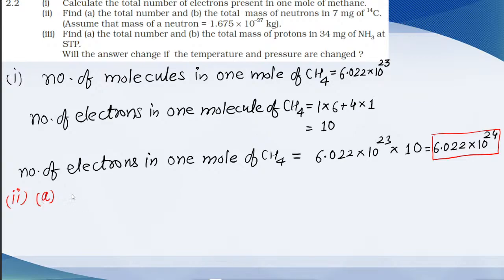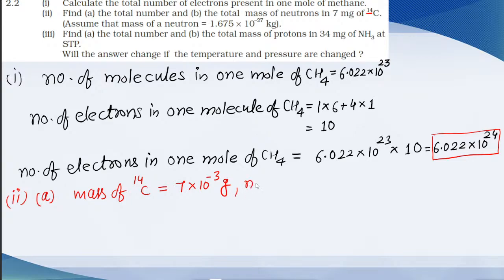So see, first you write the mass of C14, that is 7 milligram, just convert into gram. Milligram means 10 raised to power minus 3 gram. 7 milligram is 7 into 10 raised to power minus 3 gram. So this is the mass of C14, and its molar mass is 14. See, C14 means this is the mass number. Specially one isotope is given, okay, C14. So its atomic mass is 14 gram per mole.